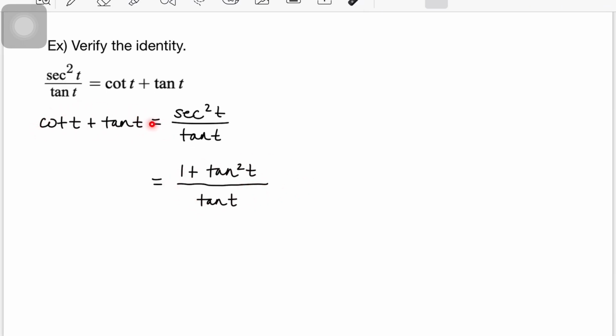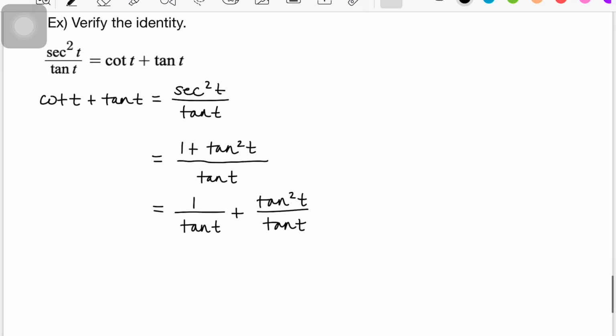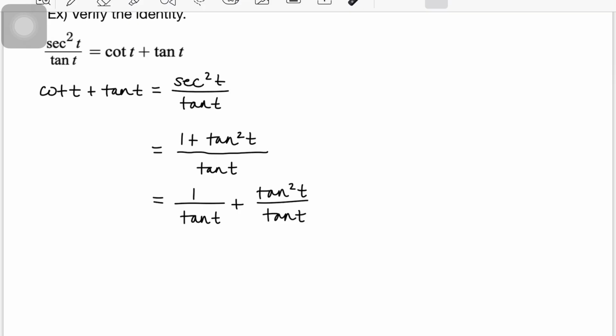Remember, we always want to keep in mind the goal, what we're trying to find. We're trying to show that this is equal to this here. So splitting this up, we have 1 over tangent t plus tangent squared t over tangent t. Now notice, this right here is cotangent t, which is one part of what we're looking for. And then this term here, we have tangent squared t on top and tangent t on the bottom. So this will cancel and we'll be left with just tangent t here.